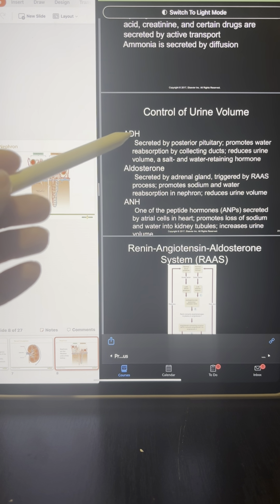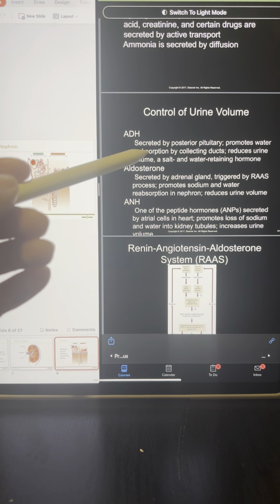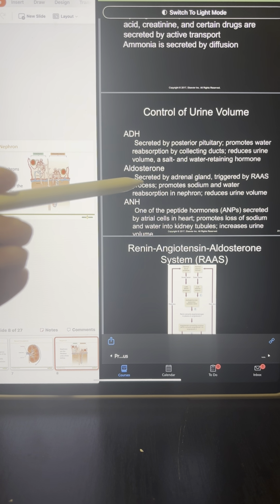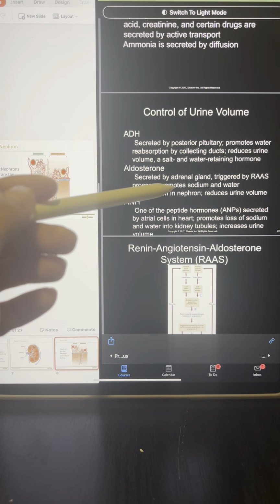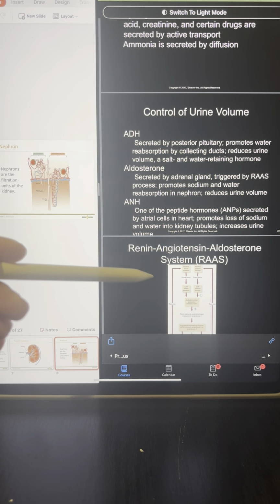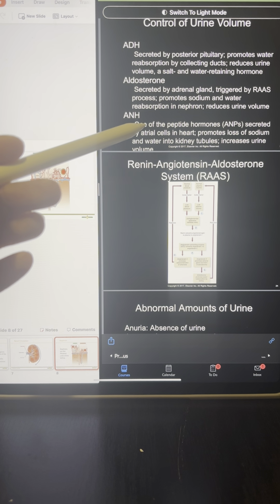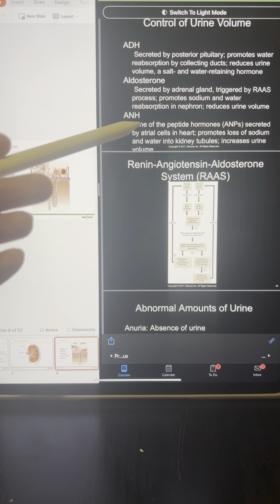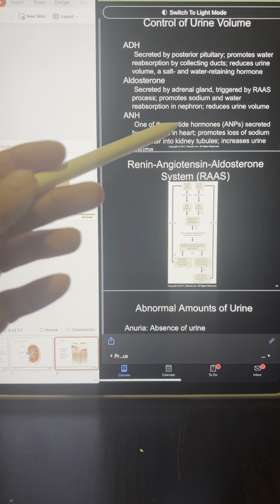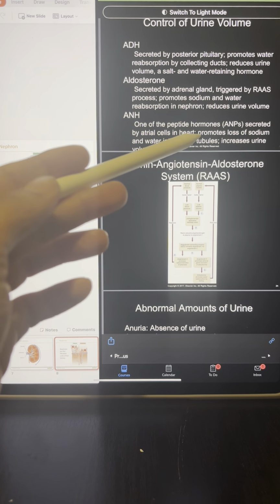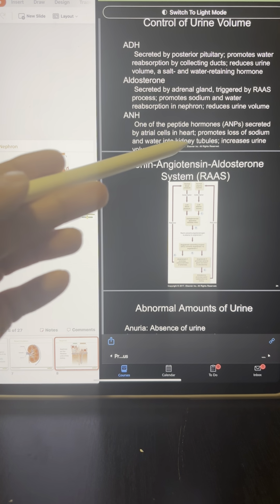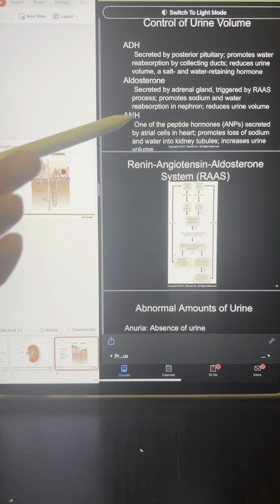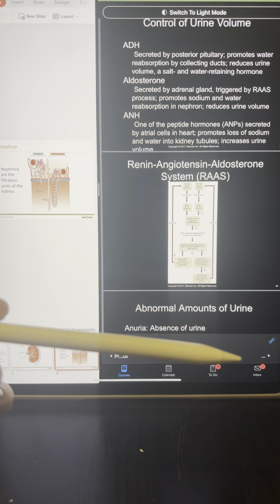When we have low blood pressure, our ADH kicks in because we want to hold on to more water. When we have low blood pressure, our aldosterone kicks in because, again, we want to hold on to more water to add more volume to bring our blood pressure up. And I forgot what that means. Atrial natriuretic hormone, I gotta look that up again, y'all. One of the peptide hormones secreted by the atrial cells in the heart promotes loss of sodium and water into the kidney tubules, increases urine volume. So that is when our pressure is high and we want to get rid of fluid and salt.